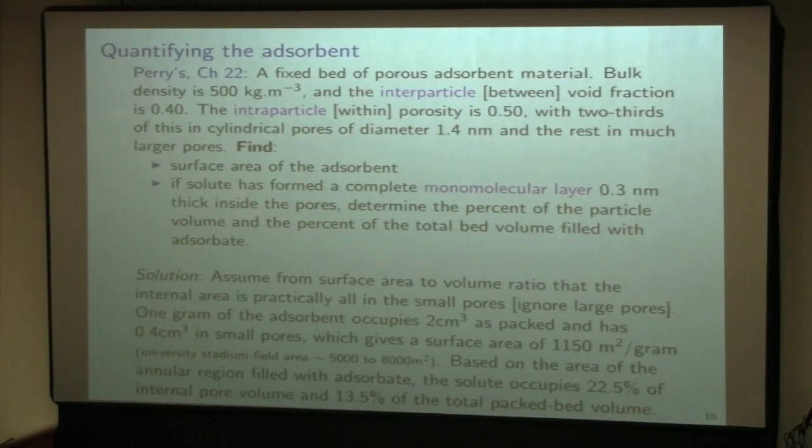And then you can also go ahead and calculate, as I said, I'll leave this up to you to try on your own, which percentage of that adsorbent is occupied by the adsorbate.